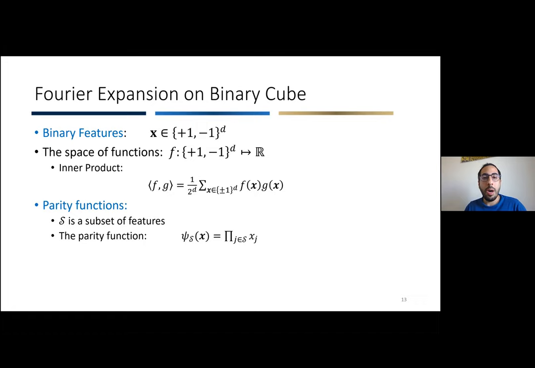So here is a brief overview of the basic concepts for Fourier expansions. First, we're going to talk about binary features. By binary features, I mean plus one and minus one instead of 0 and 1. It turns out that this makes the analysis easier. And we also have this space of functions, bounded real-valued functions on this space. We can think of it as a Hilbert space or a vector space. Therefore, we have an inner product. For any f and g, the inner product is defined by this summation, where x ranges over all possible inputs.